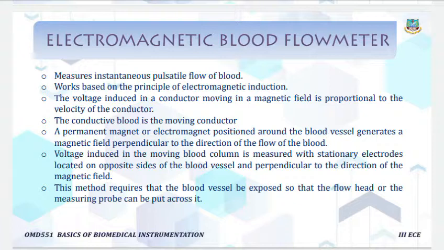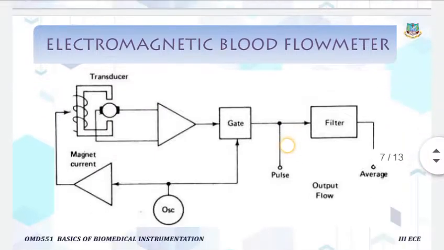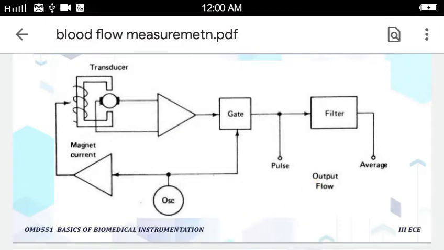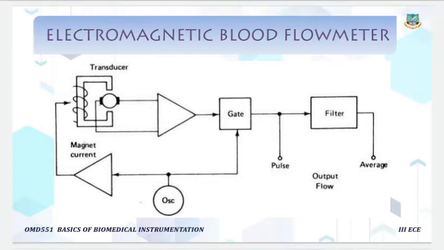Next we are going to see the block diagram of this electromagnetic blood flow meter. This figure shows the electromagnetic blood flow meter. There is a transducer, preamplifier, gate circuit, here a low pass filter, then an oscillator, and the magnet current.